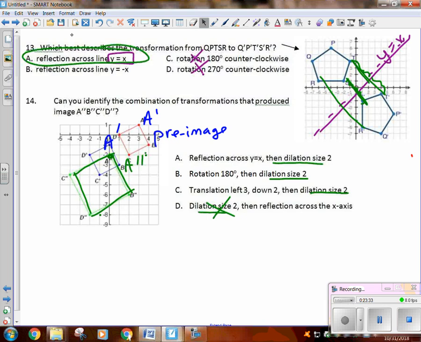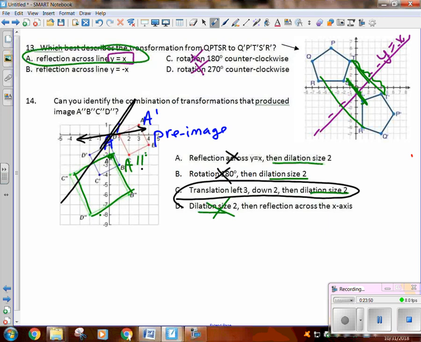Okay, remember the line y equals x would be up through here. Nope, it did not go from one side of the line to the other. Did it rotate 180 degrees? Well, everything that would be to this side would have a matching side on this one. Remember, it's the exact opposite side of the graph. This one's not. It did not rotate.